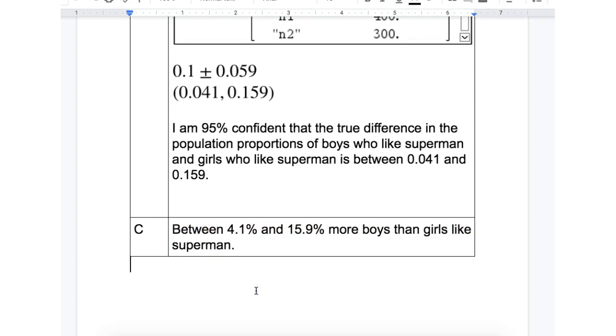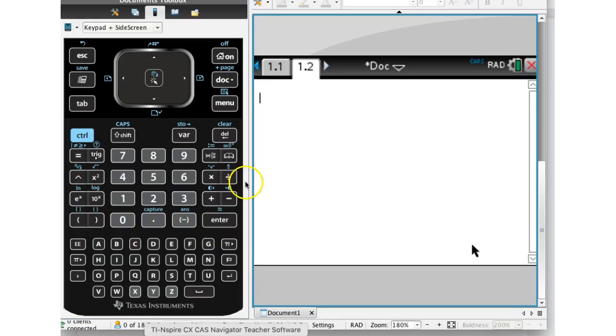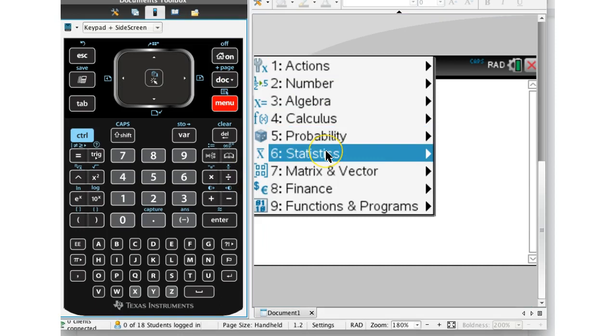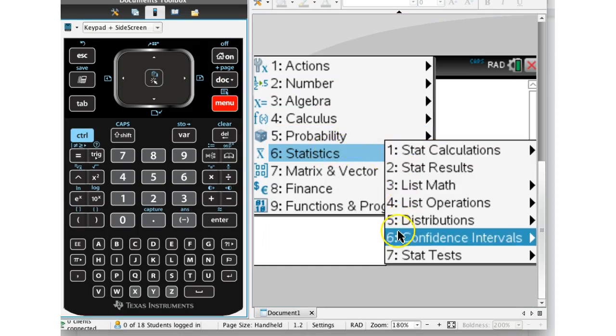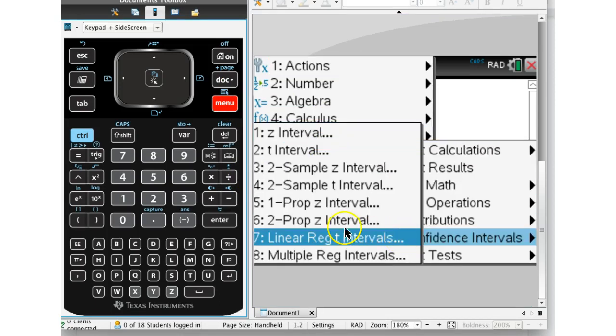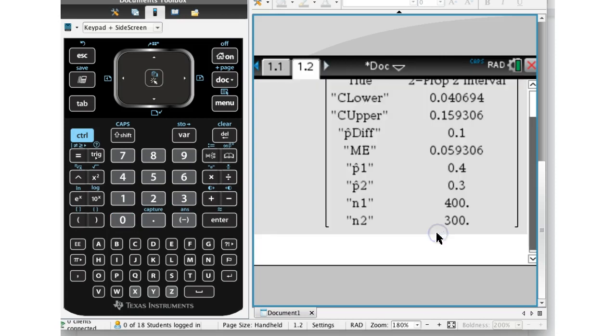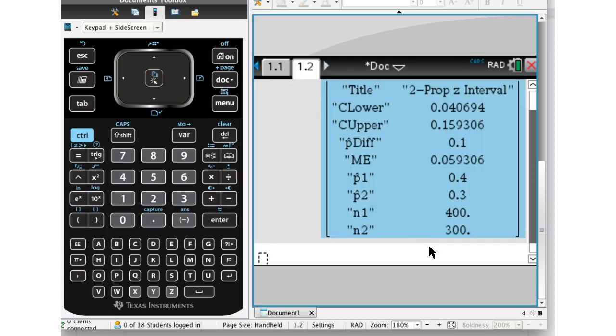That is my conclusion. On the calculator, if you're interested, here we go. Menu, statistics, confidence intervals, 2 proportion Z interval. 160 successes and 400 was my sample size. 90 successes and 300 was my sample size. And I changed that to 0.9. And there you go, everything I need.